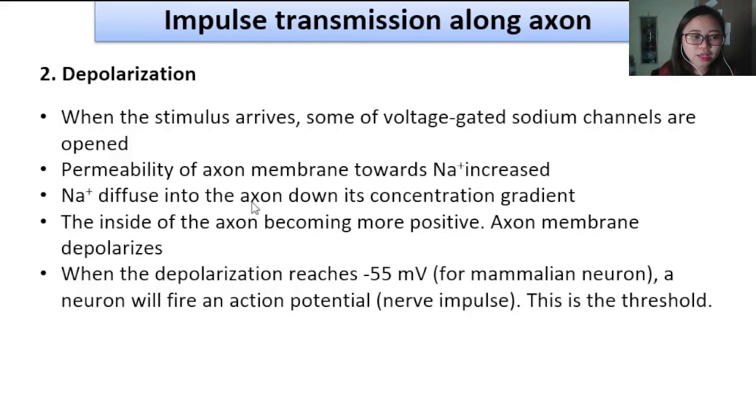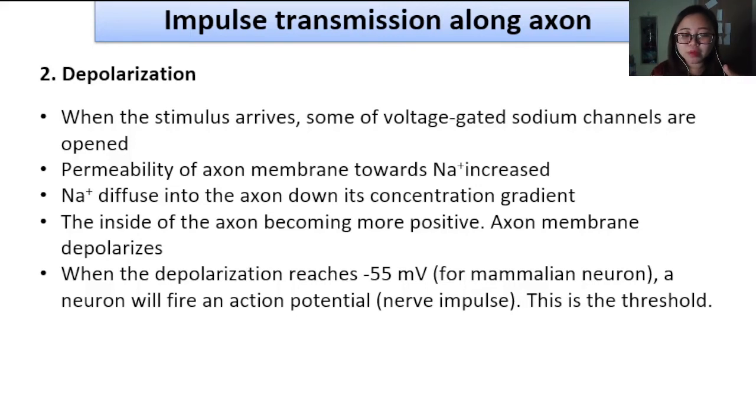So when the depolarization reaches negative 55 millivolts for a mammalian neuron, a neuron will fire an action potential, or what is called as a nerve impulse, and this is the threshold. So if the stimulus is strong enough, it will make more voltage-gated sodium channels open, and that means more sodium ions coming in, strong depolarization. It will change the membrane potential of the cell.